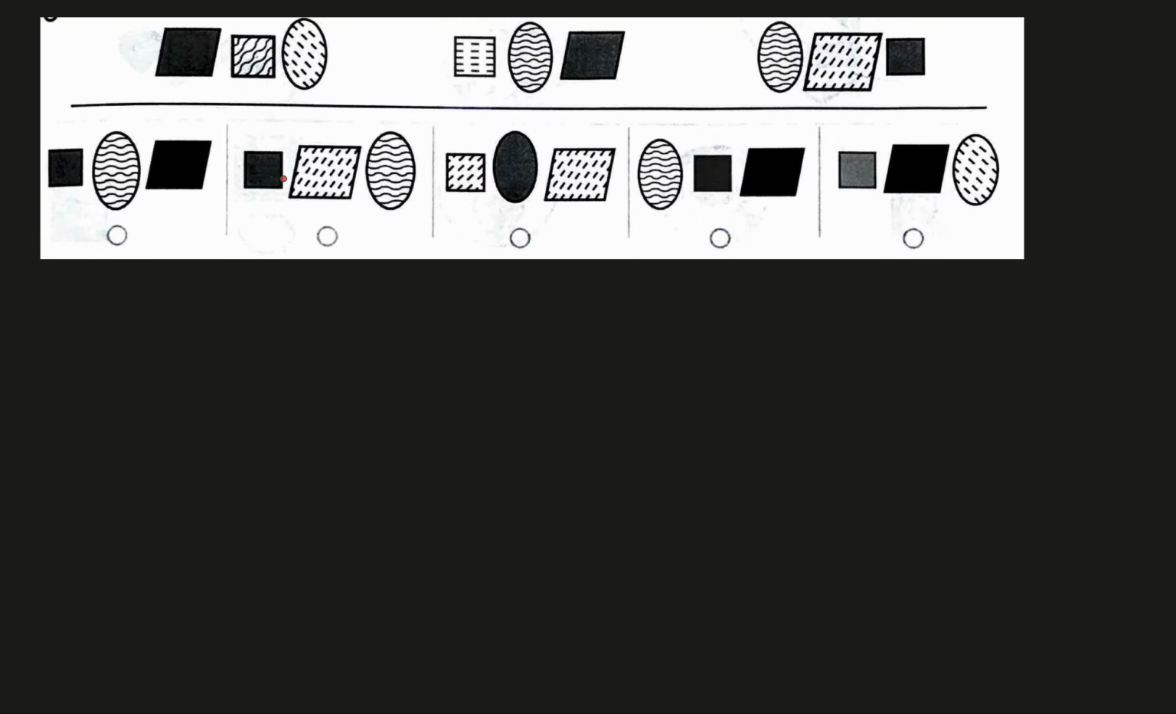The next question shows me a set of three objects and they are filled in a different manner. So this is solid fill, squiggly lines, dotted lines. Okay, so that's the pattern I see here. So three objects, I need three objects. One is solid, one is squiggly line, and one is dashed line, right?